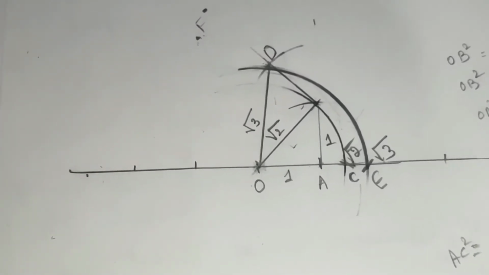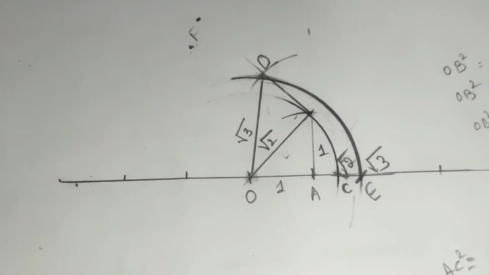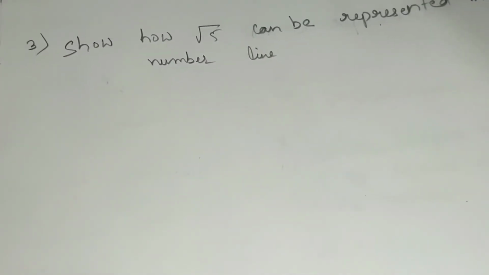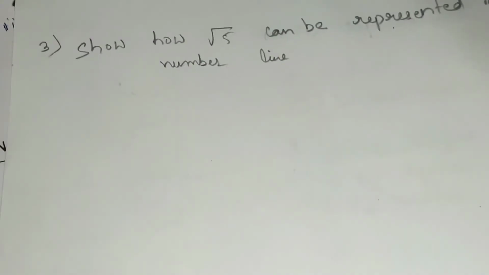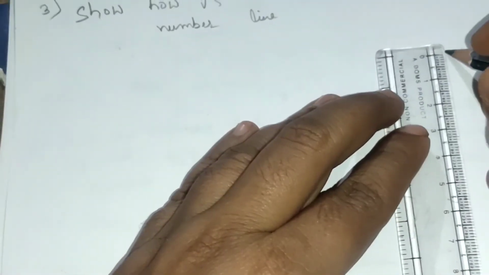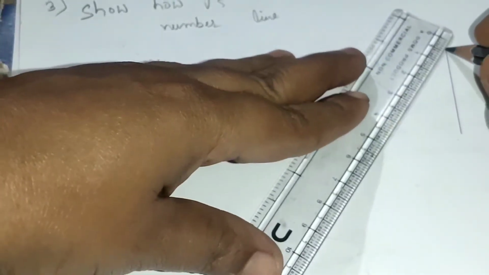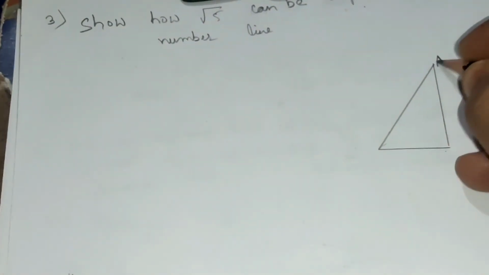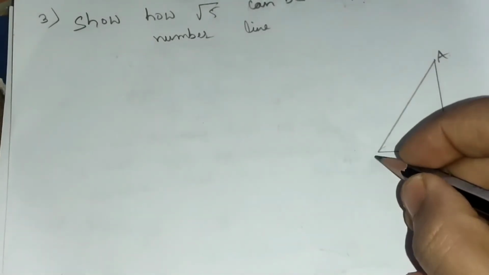This is an activity given in the exercise 1.24. In the same exercise, we have one more question. How to represent root 5 on the number line. What do you have to draw? You have to draw a right angle triangle. Now, this is A, B and C.